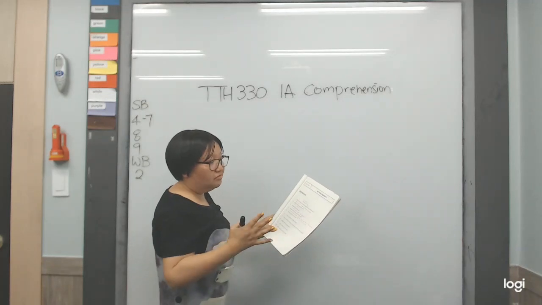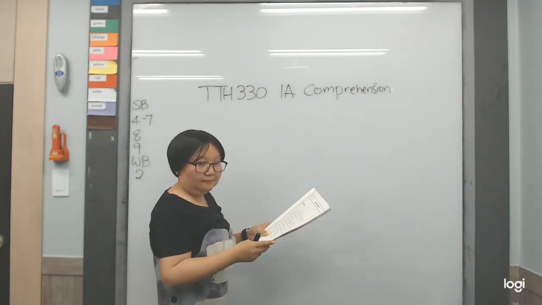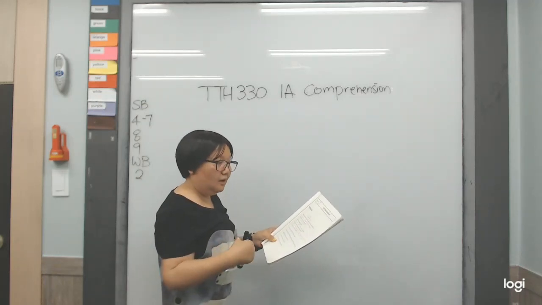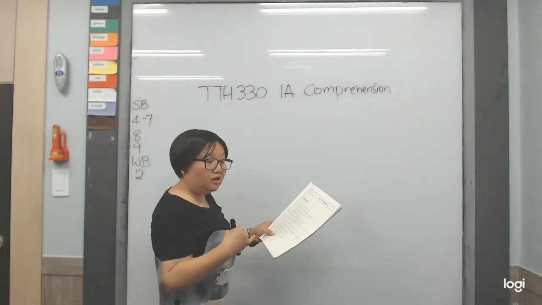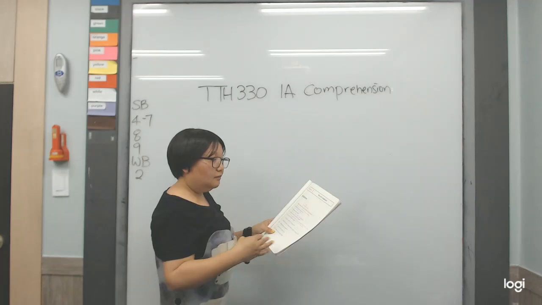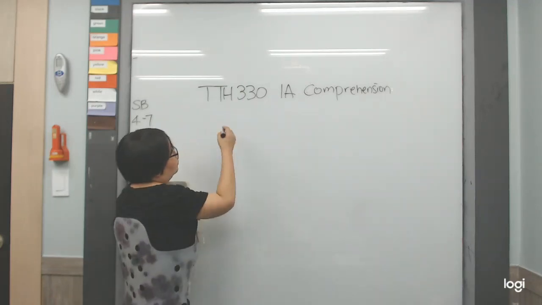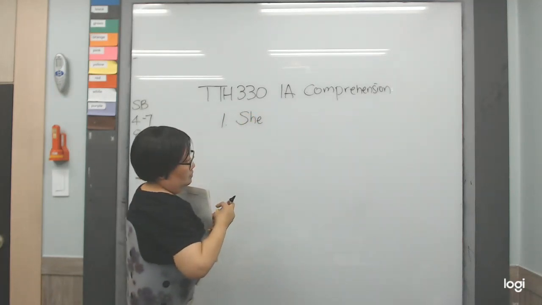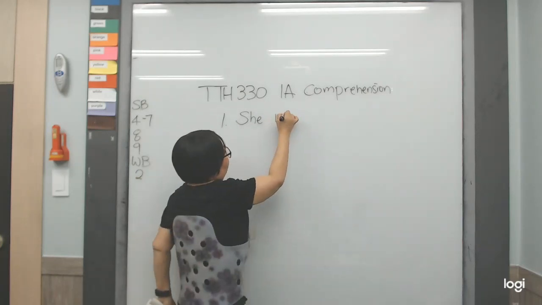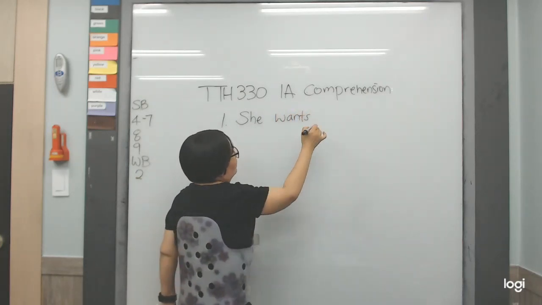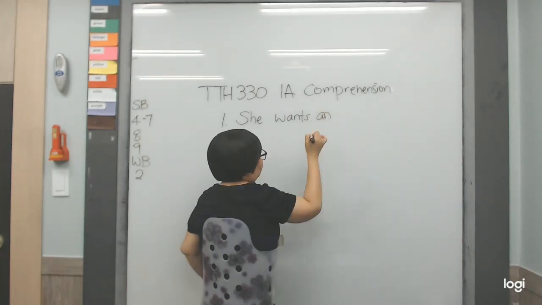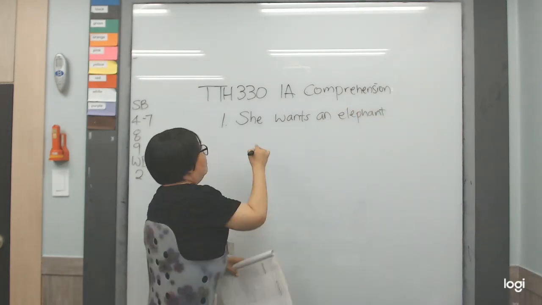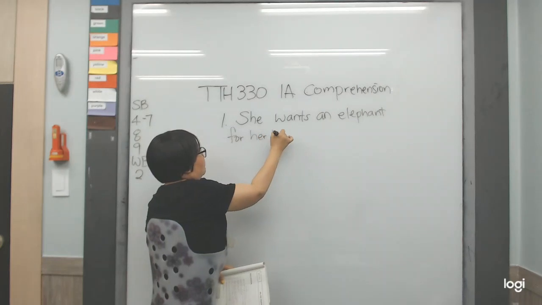What does the girl want for her birthday? Do you remember how the story started? Think about it. Okay. What does the girl want for her birthday? Good. Yes, you're right. So what do we need to write down? The girl, so you can say she. And what does she want? She wants an elephant. For what? For her birthday.